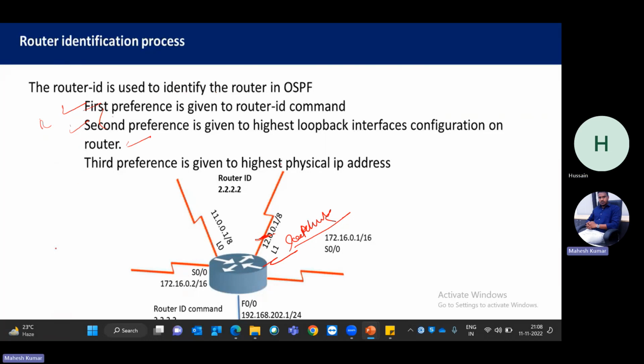Third preference is given to the highest physical IP address. According to this third condition, take 172.11, 172.12, 172.6, or 192.168.202. In this router, there is one interface, second, third, fourth, and fifth interface. So the fifth interface is the highest, right? If you check, it will automatically consider this IP as the router ID. Or we can also use the router-id command first. So there are multiple ways to configure the router ID in OSPF.